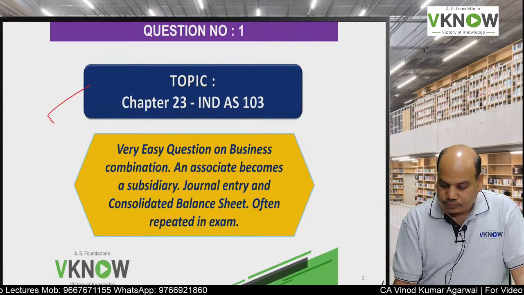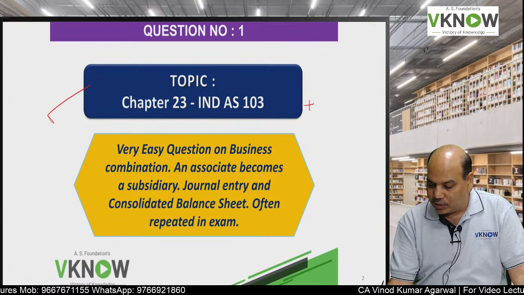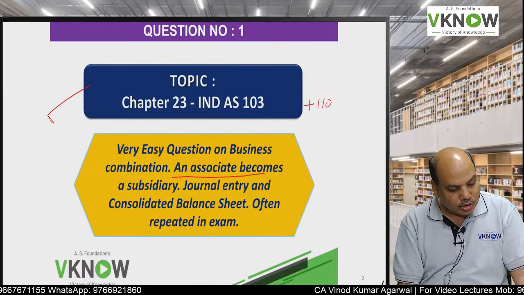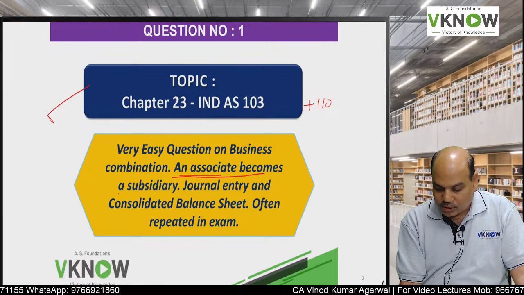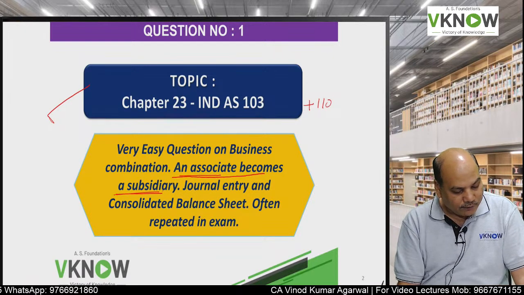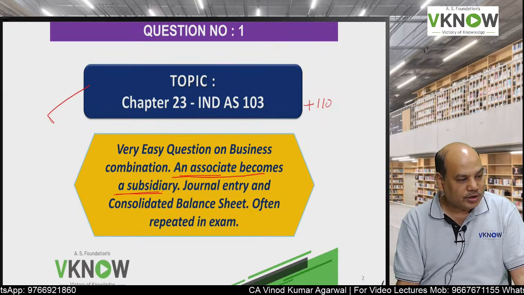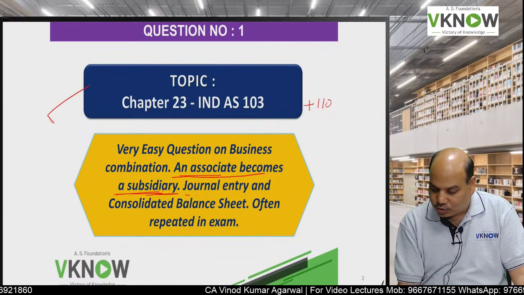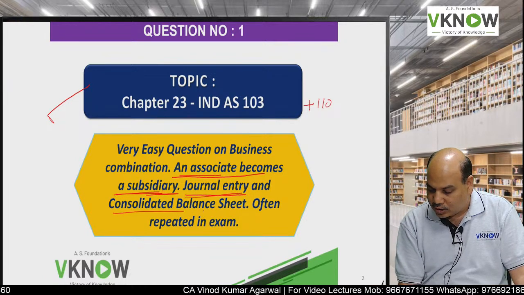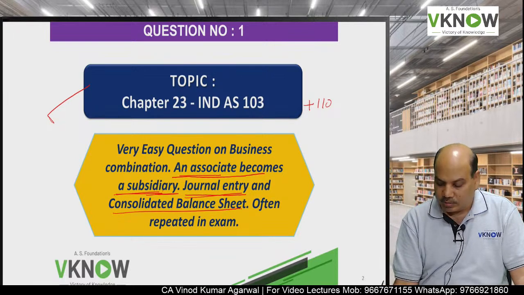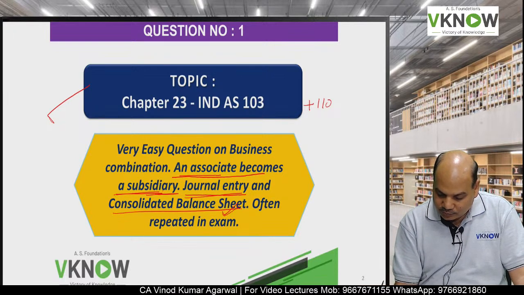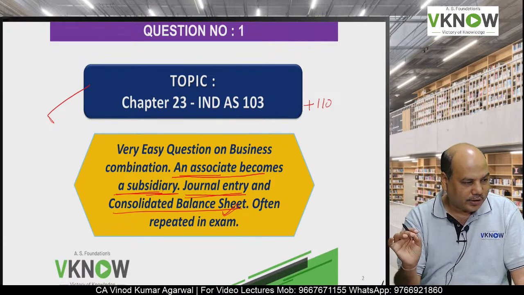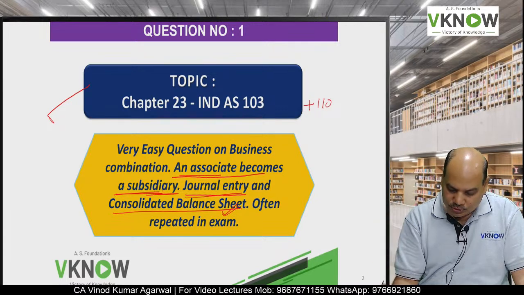So come back to Ind AS 103 plus 110. First there was an associate because you are holding 30% share, and then you acquired another 25% share. So the associate became a subsidiary. What you have to do? You have to pass journal entry and prepare the consolidated balance sheet at the date of acquisition. So consolidation is required, but on the date of acquisition. So that is why I said very easy question.